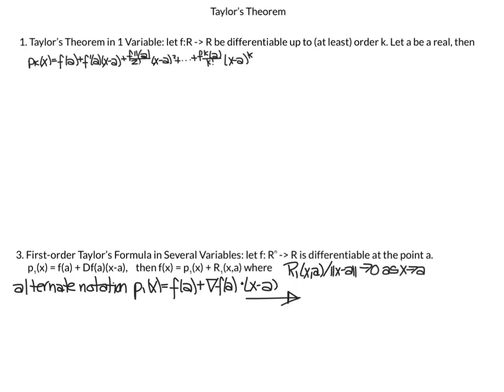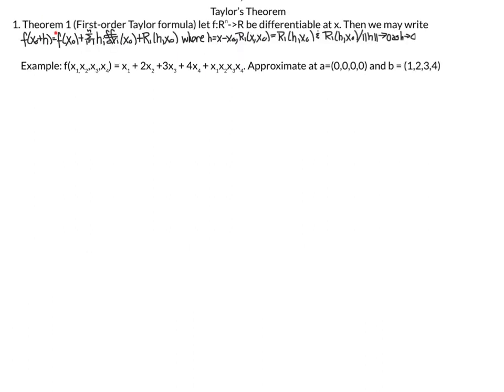The formula we will be using to estimate a function f is our polynomial estimate, which will be f of a plus the derivative of f at a, and notice this is a derivative matrix, times x minus a. So we'll take a look at an example. I wrote the formula up here so we can do an example. We have a function f that takes 4 variables, x1, x2, x3, x4, and it produces this scalar here. We want to approximate this function at a equals 0, 0, 0, 0, and b equals 1, 2, 3, 4.